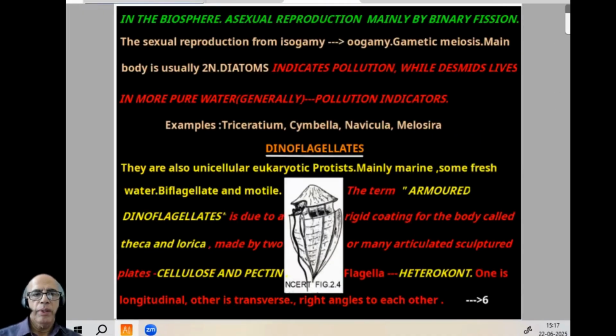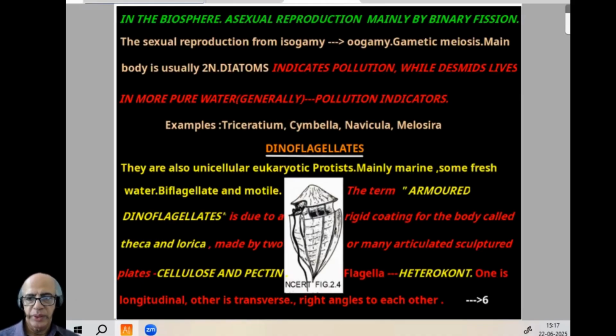Continuing with the previous statement, then it will be complete: approximately 50% of total organic matter synthesized in the biosphere. Now, asexual reproduction is mainly by binary fission. Sexual reproduction is from isogamy to oogamy, gametic meiosis. Main body is usually 2N.